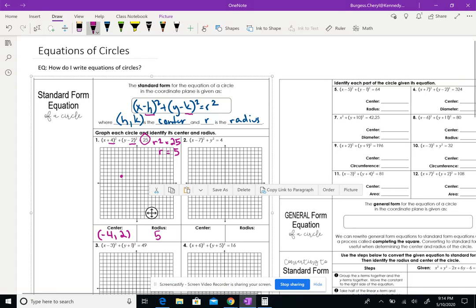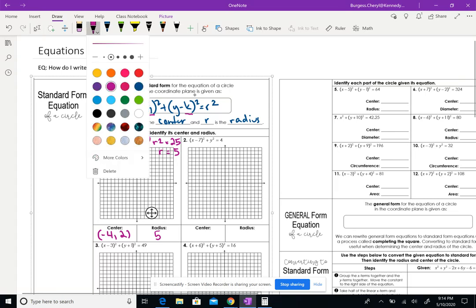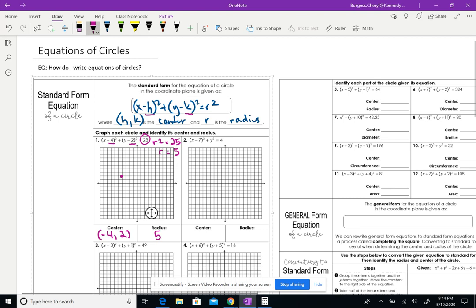Hold on, let me get rid of this. Okay, so, nope, that didn't work. Come on. Just as a guide of where my circle should be. So I know that's a line that shouldn't be there. I'm not really having very good luck with my pen.